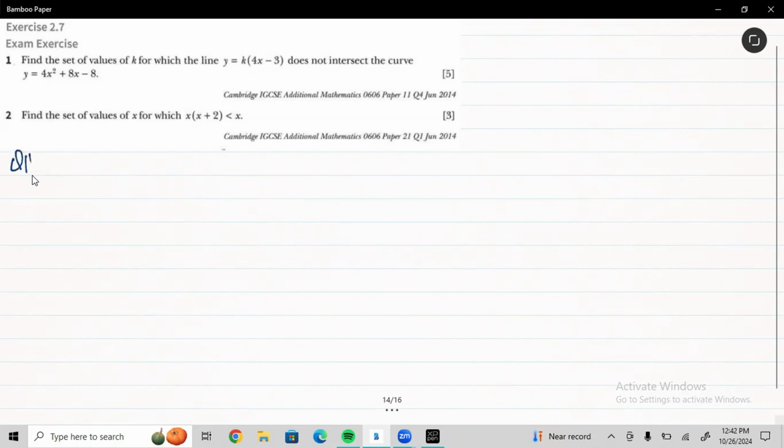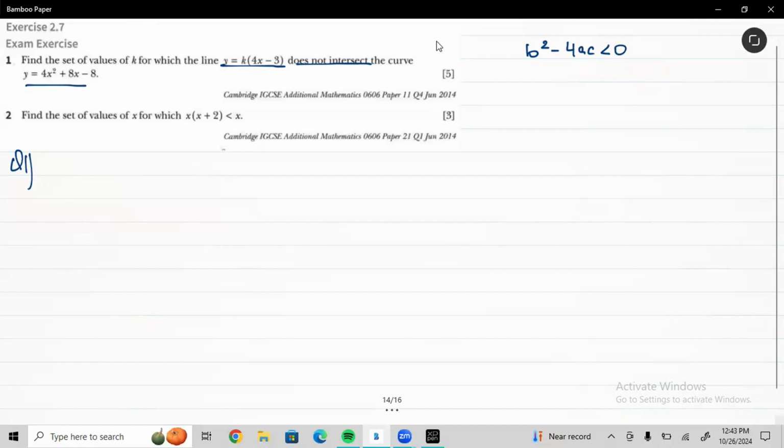So for question number 1, we have to find a set of values of k for which the line y equals k(4x minus 3) does not intersect the curve y equals 4x squared plus 8x minus 8. Basically, they're saying that we do not have any intersection points between these two. How do we find this out? We find this out by saying that the discriminant should be less than 0, and if it's less than 0, that means there are no intersection points.